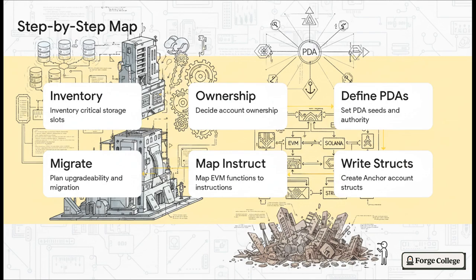This is how we map your EVM contracts right over to Solana program responsibilities. 1, inventory the storage. 2, decide who owns what. 3, define those program-derived addresses, or PDAs. 4, write out your data structures. 5, map the executable instructions, and 6, plan out the actual data migration. Honestly, if you skip these steps and just dive headfirst into coding, your building's going to collapse the second your users try to move in.